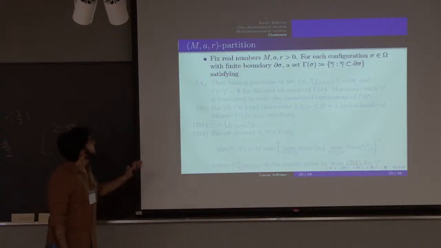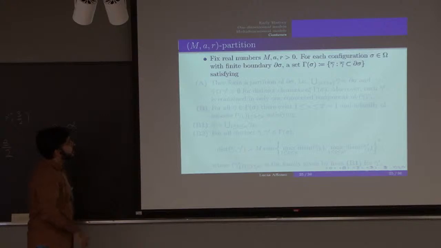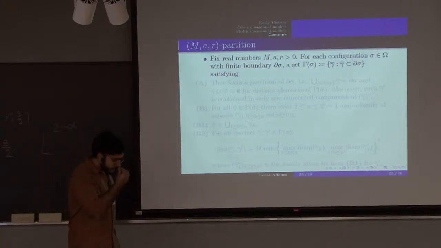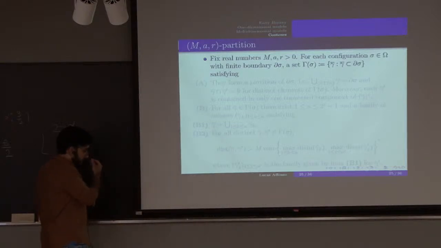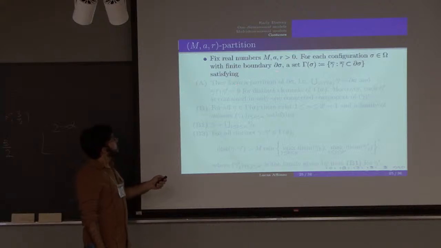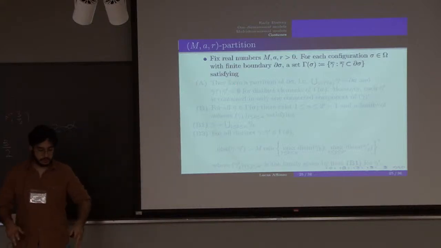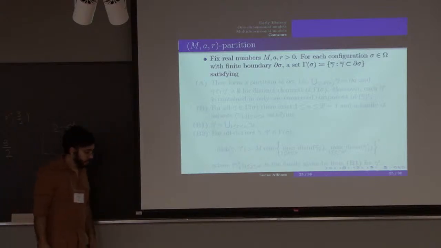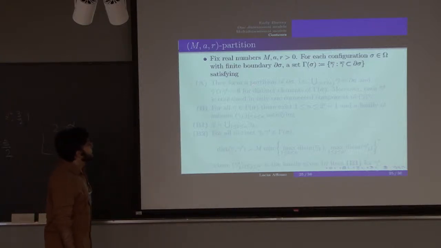We called it MRA partition. So the idea is that you fix real numbers, these are the parameters. And then for each configuration with a finite boundary condition, this condition is always satisfied if we are looking at configurations that are equal to plus or minus in the infinity, so exactly in the case that we are concerned with for the Peierls argument to hold.